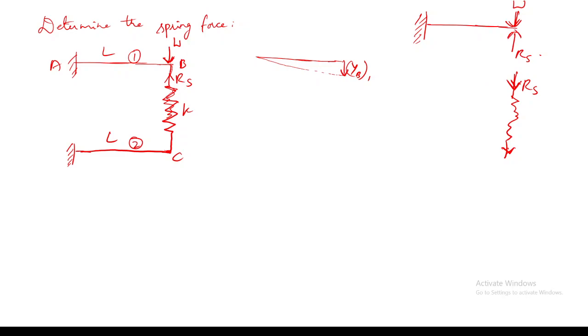For this cantilever beam 1, it will be W minus Rs, whereas for the spring the same Rs spring force will be transferred. For this beam 2, what will be the force which will be acting on beam 2? Rs, yes, in the downward direction. So from this, can you arrive at some kind of compatibility equation or a relation between the spring force and the beam 2?